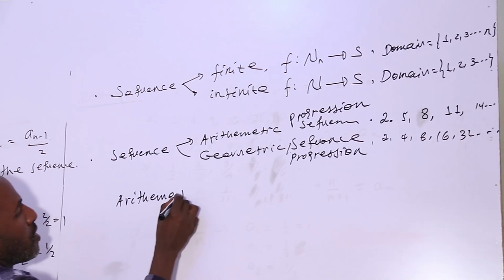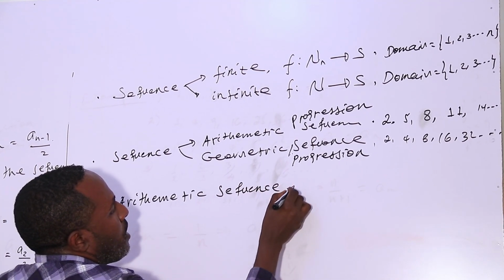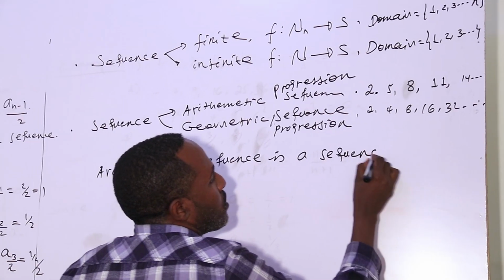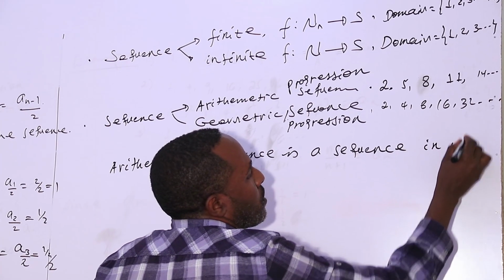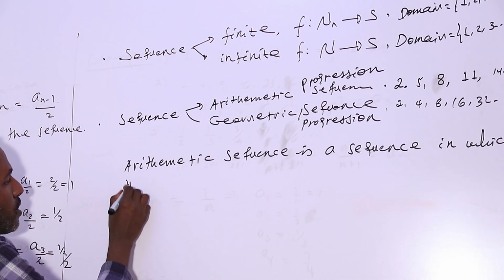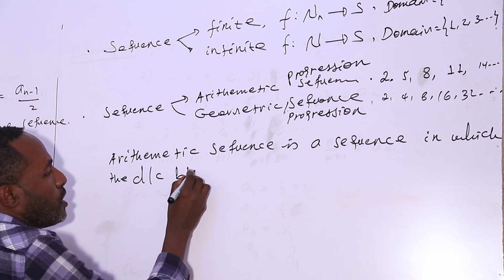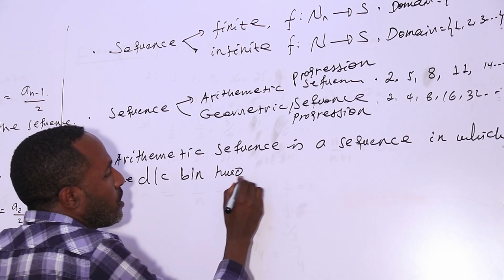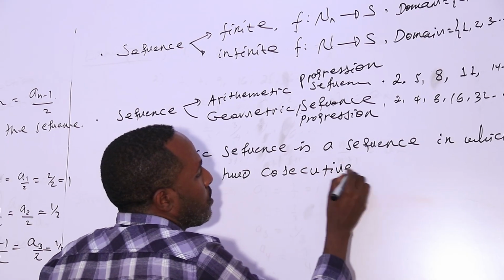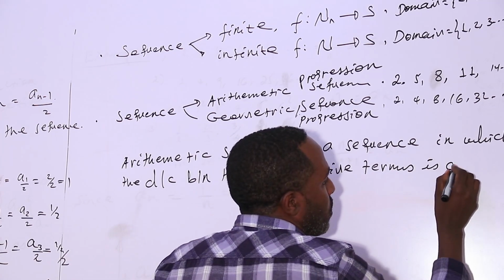arithmetic sequence is a sequence in which the difference between two consecutive terms is constant.